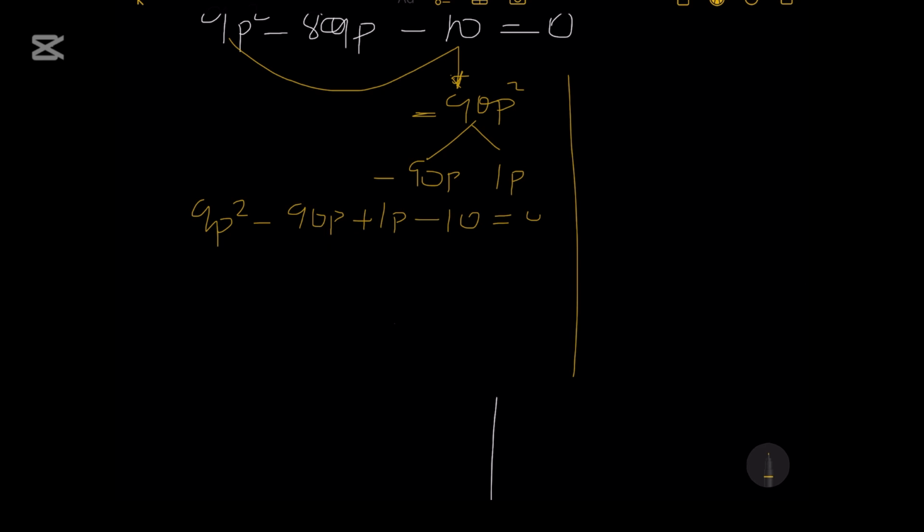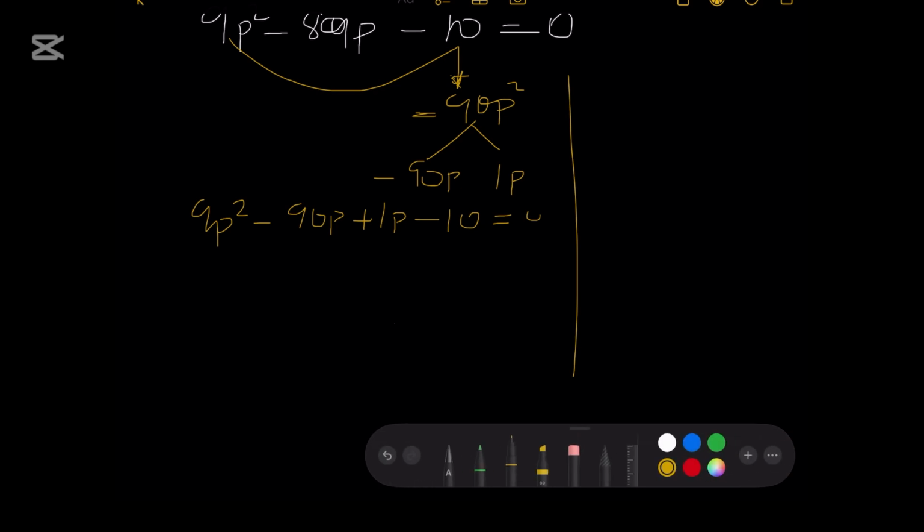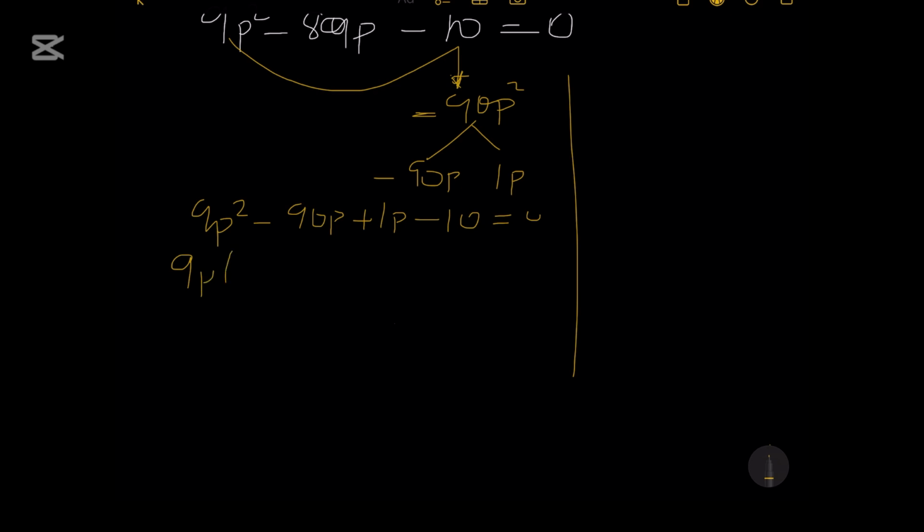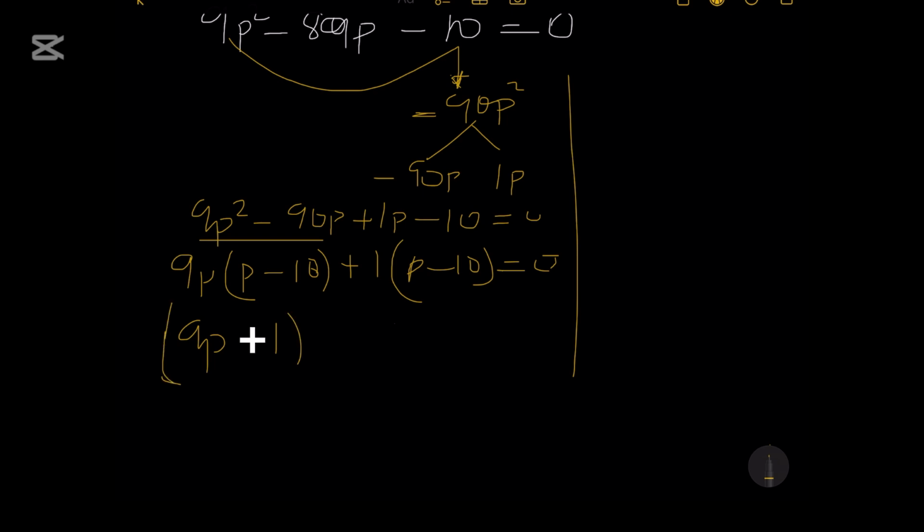So in that case, we have 9p into bracket, factorizing 9p out, so you have p minus 10, minus 10, factorizing 1 out in the second expression. Then we also have p minus 10 equals 0. So factorizing the quadratic equation, we have 9p minus 1, and we also have p minus 10, which is just 0.